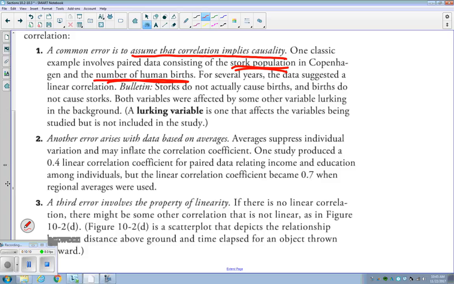So we can have a lurking variable. Who remembers what a lurking variable is? We're all sleeping. We're all ready for turkey. A lurking variable is something that we didn't make sure we excluded from the possibility.